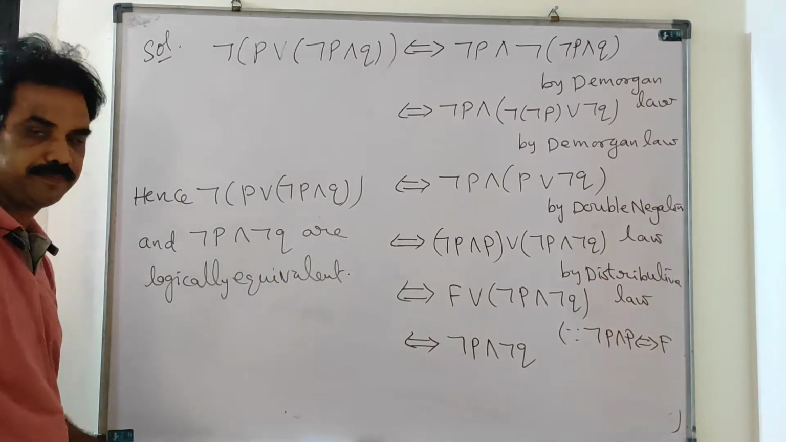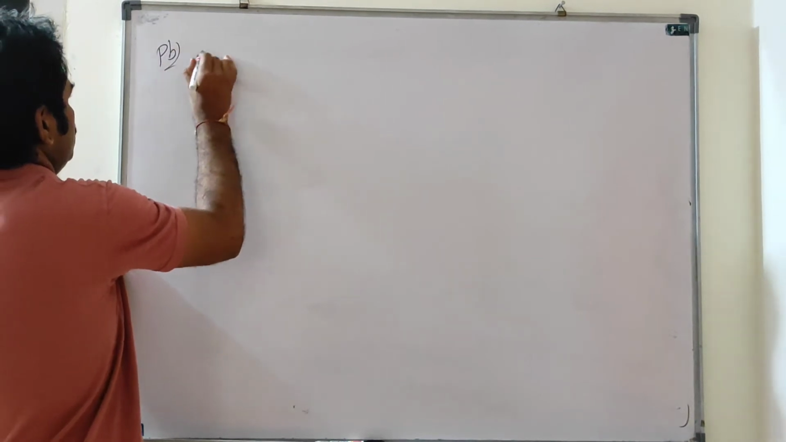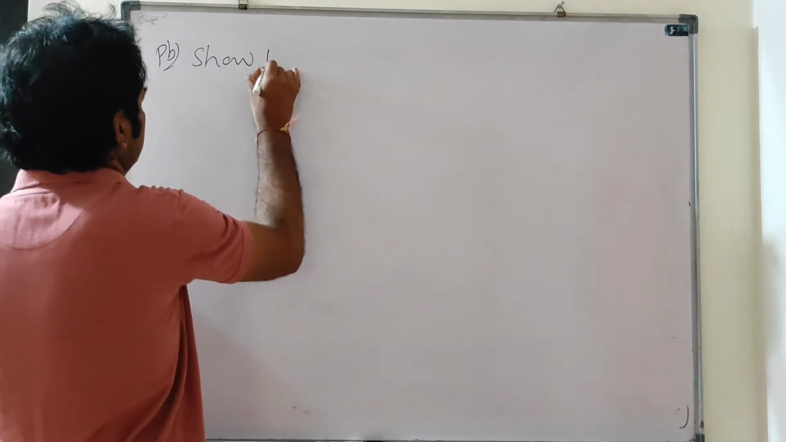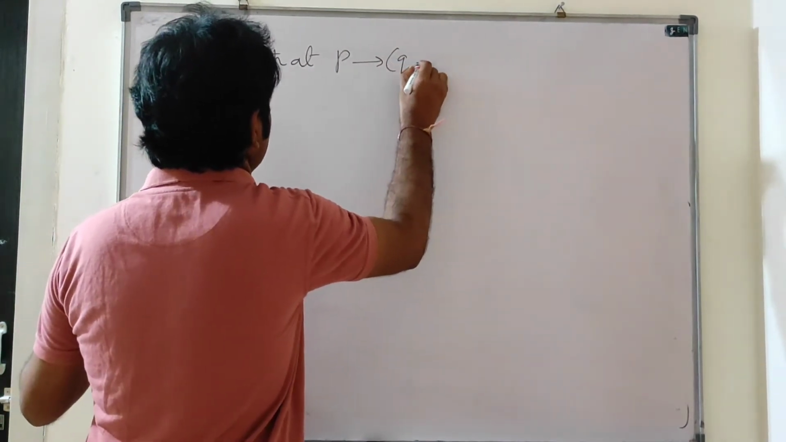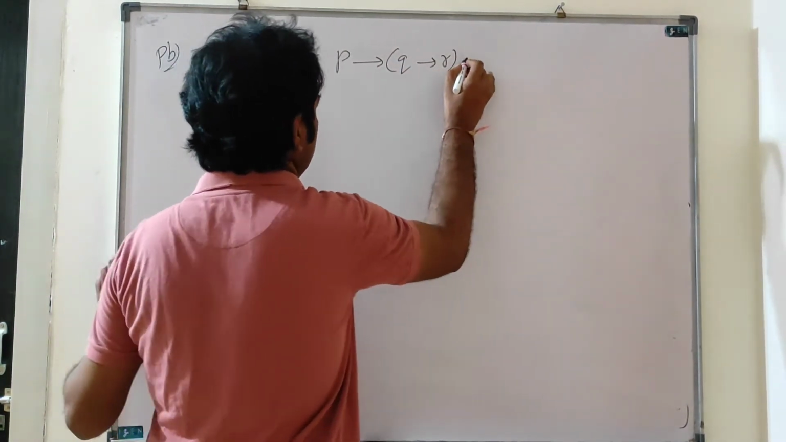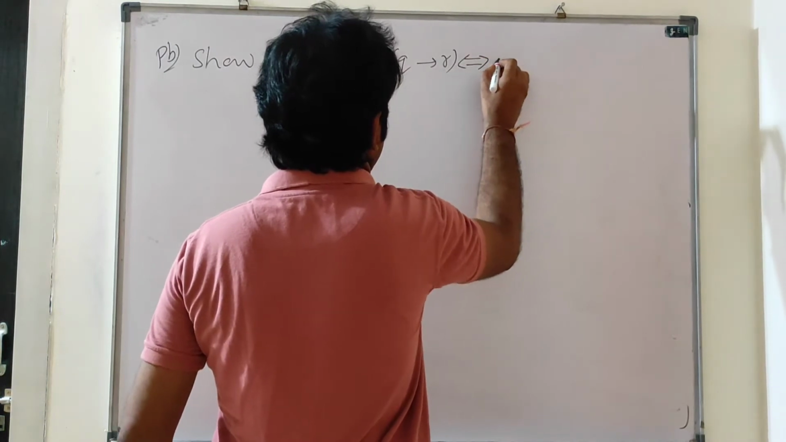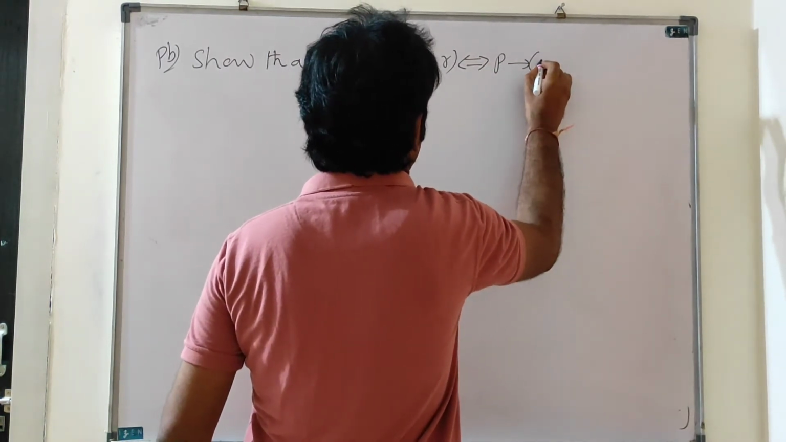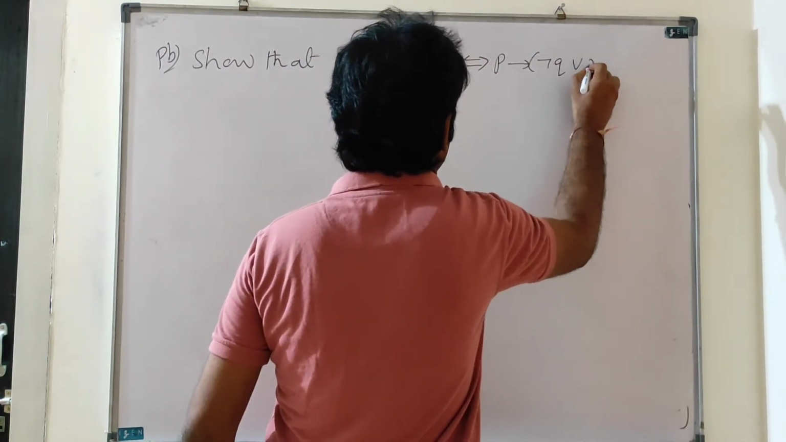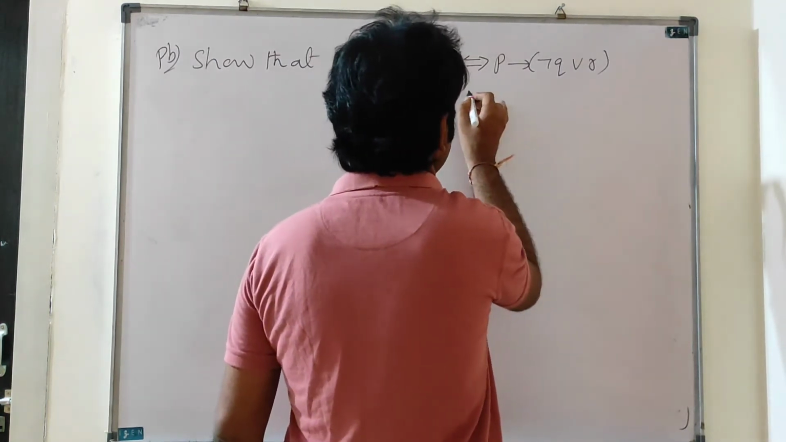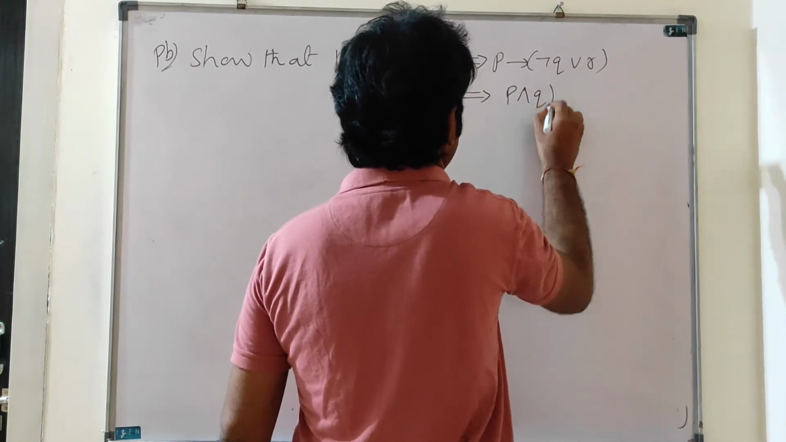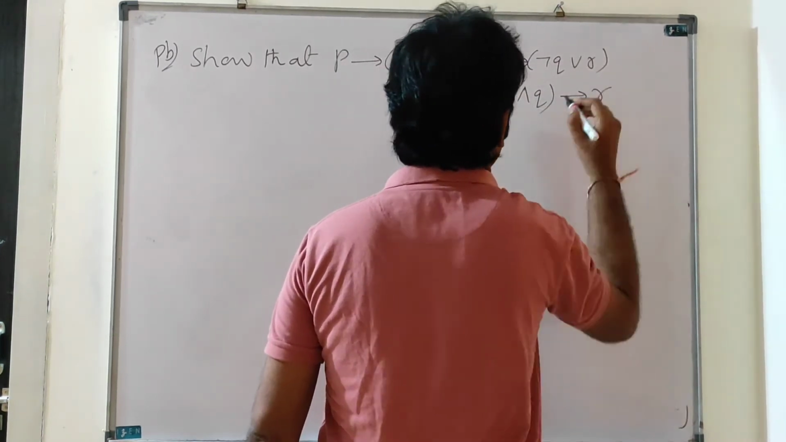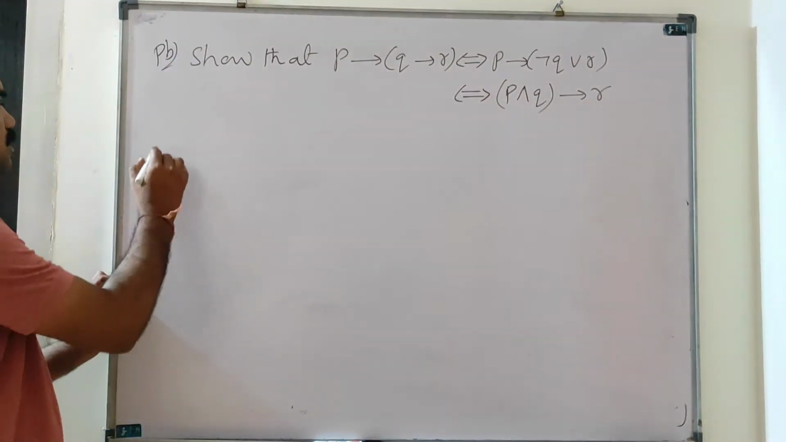Okay. Next problem. Show that P implies (Q implies R) is logically equivalent to P implies (negation Q or R), which is logically equivalent to (P and Q) implies R. Okay, see the solution.